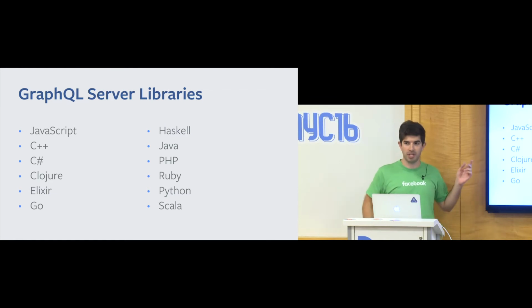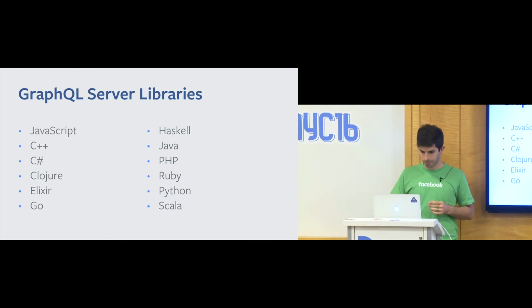The JavaScript one is the reference implementation from Facebook, so that's probably the most polished. The Ruby version is the one that GitHub is using, so I suspect that will also get very polished. And then the rest of these are community-driven efforts, with various levels of spec compliance, and you can look at the one for your ecosystem and make a decision.